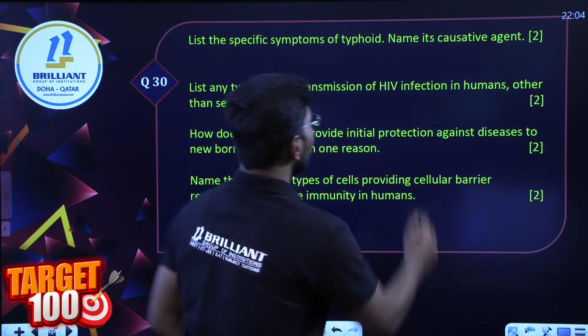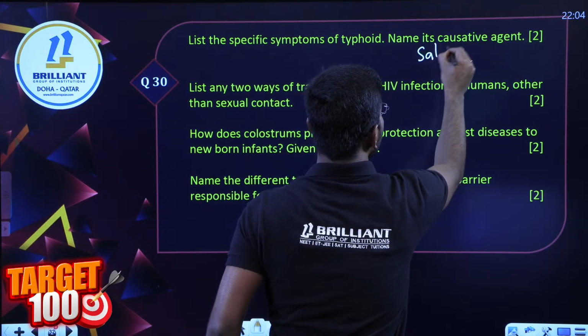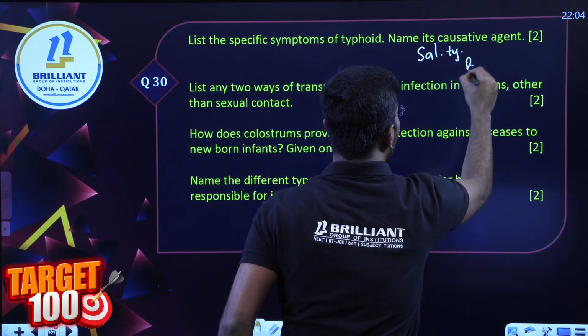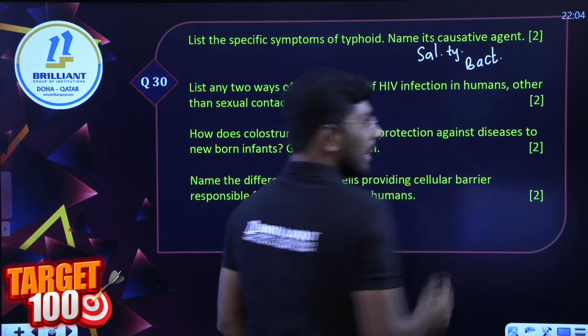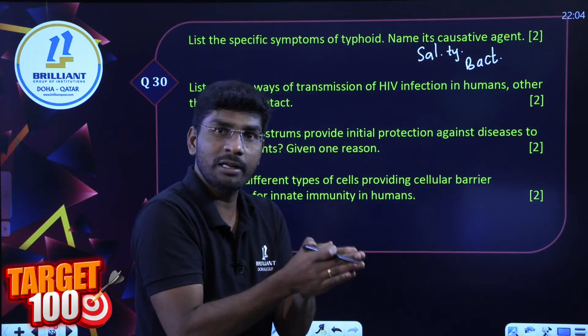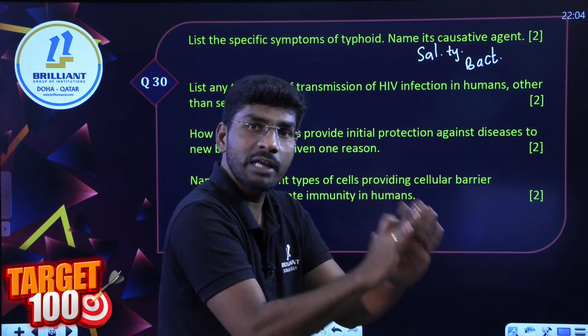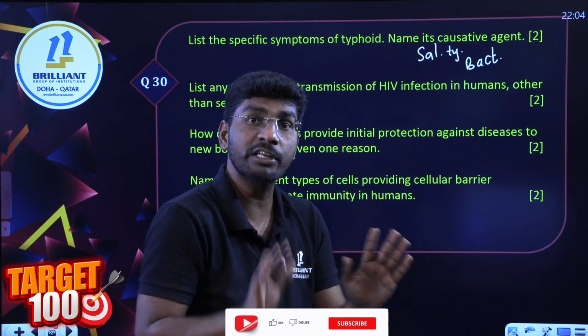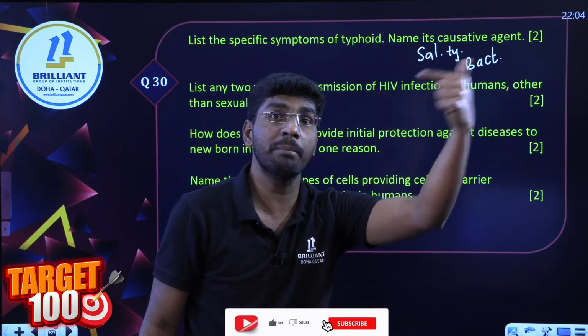Name the causative agent: Salmonella typhimurium bacteria. Mode of infection: contaminated food. I make it clear, contaminated food. This bacteria can infect the small intestine and from there it migrates to other organs.